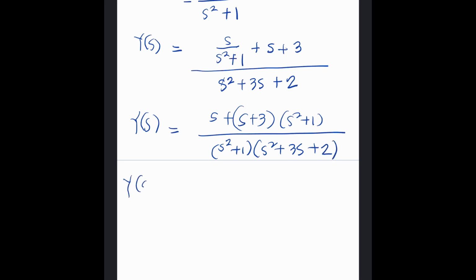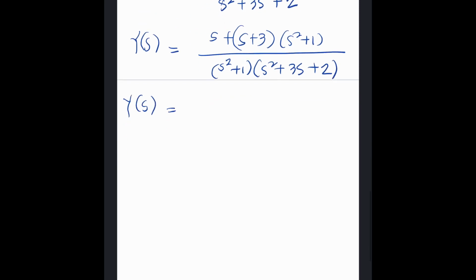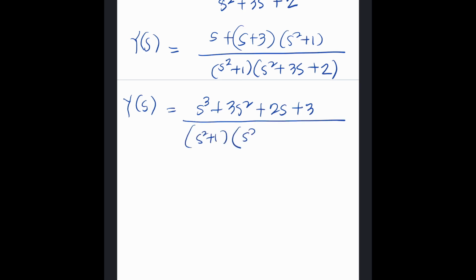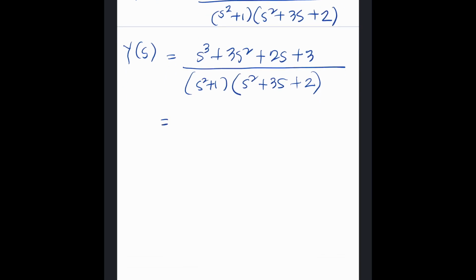So let's simplify further. This becomes s cubed plus 3s squared plus 2s plus 3 all over s squared plus 1 times s squared plus 3s plus 2. We will not be multiplying the denominator because it's useless. We just use partial fraction. This is a distinct quadratic. So case 4. Case number 4 in your partial fraction principles in your algebra or integral calculus.